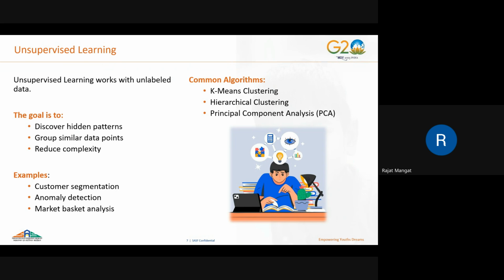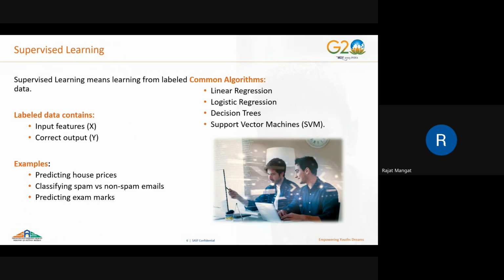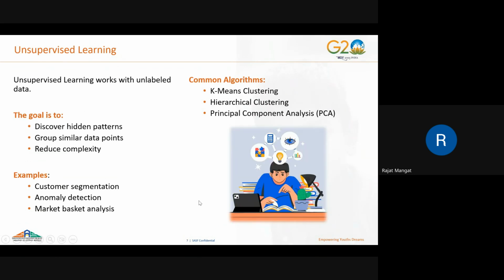So now let's move to unsupervised learning. Unsupervised learning basically means learning from data that is not labeled, like we don't know the answers. In supervised learning, we know what inputs we are giving and what outputs we are getting. But in unsupervised learning, consider it like data without knowing the answers.